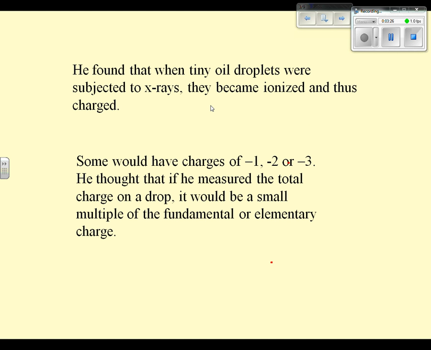So some of these oil droplets would have charges of -1, -2, or -3, or -14, or -27 elementary charges, right? And he thought that if he measured the total charge on a drop, it would be a small multiple of the fundamental or elementary charge. So if he could figure out what the lowest common denominator was, then that would be the elementary charge. Does that kind of make sense? It's not an easy thing to describe.